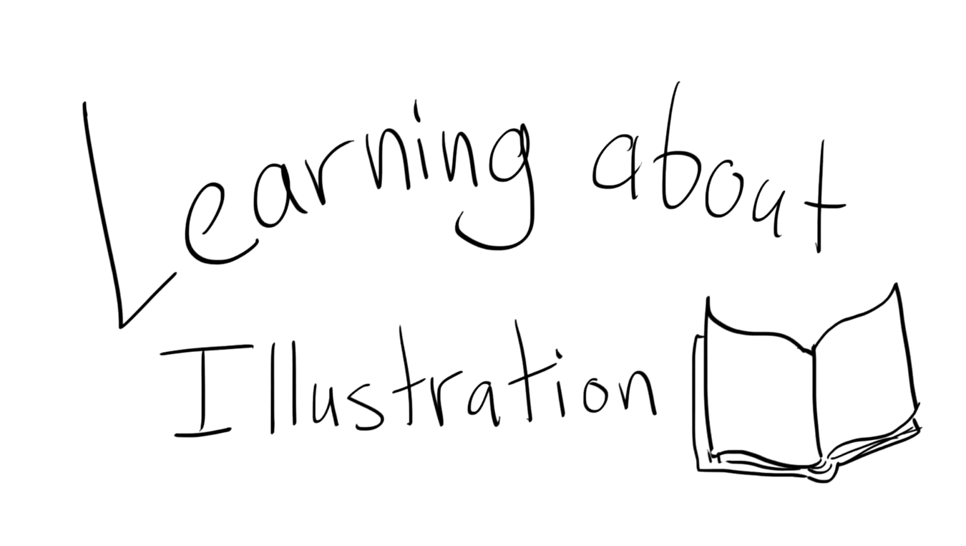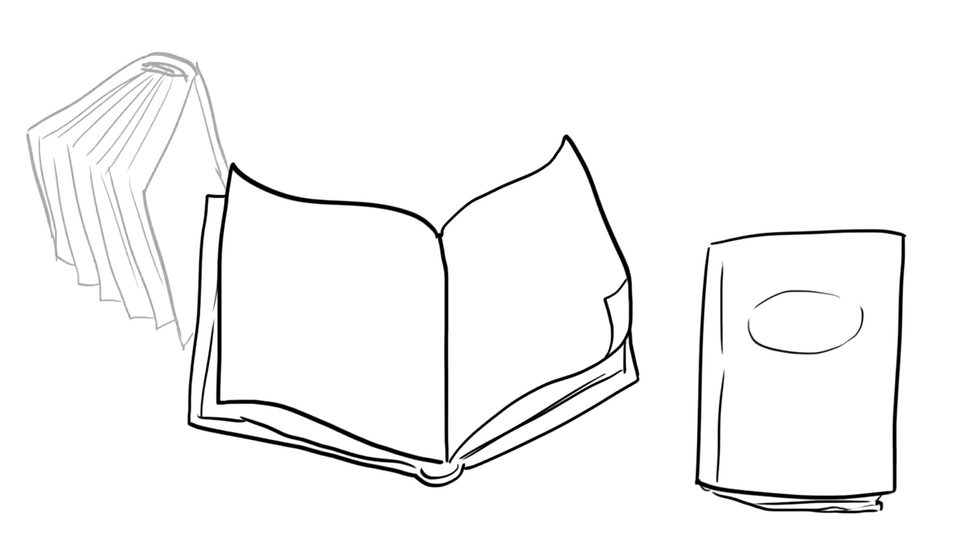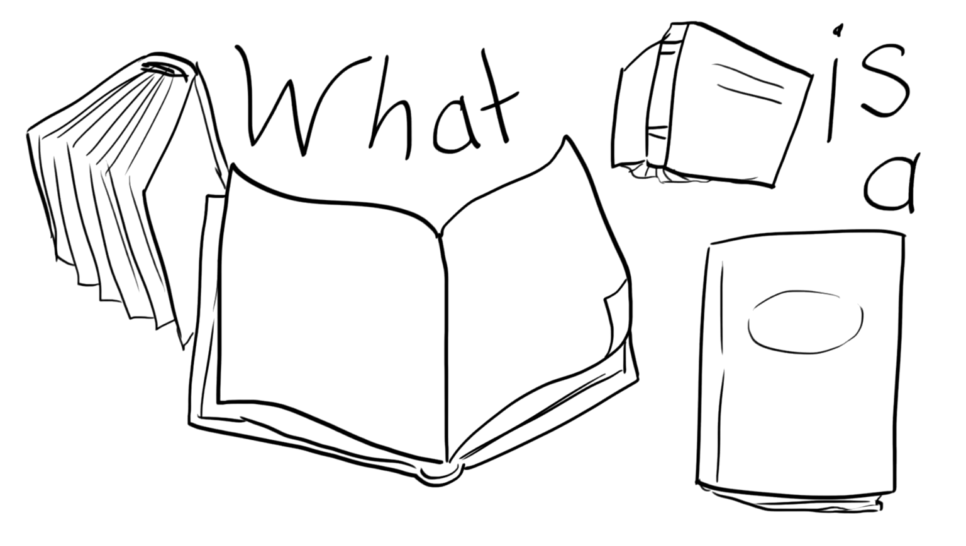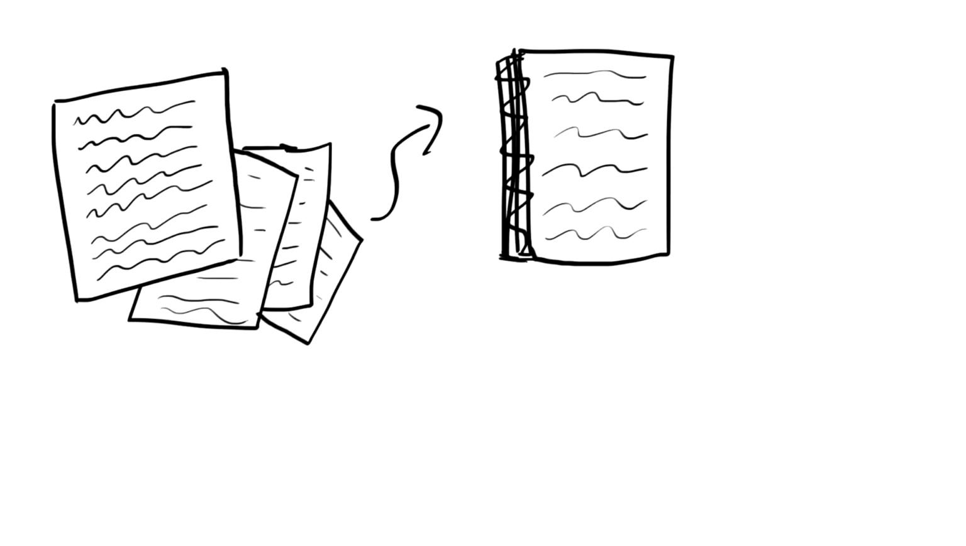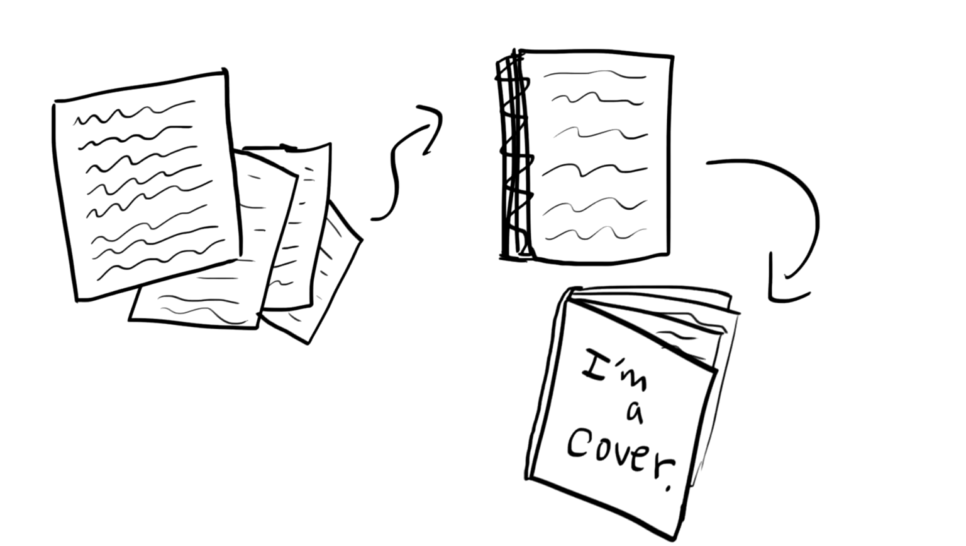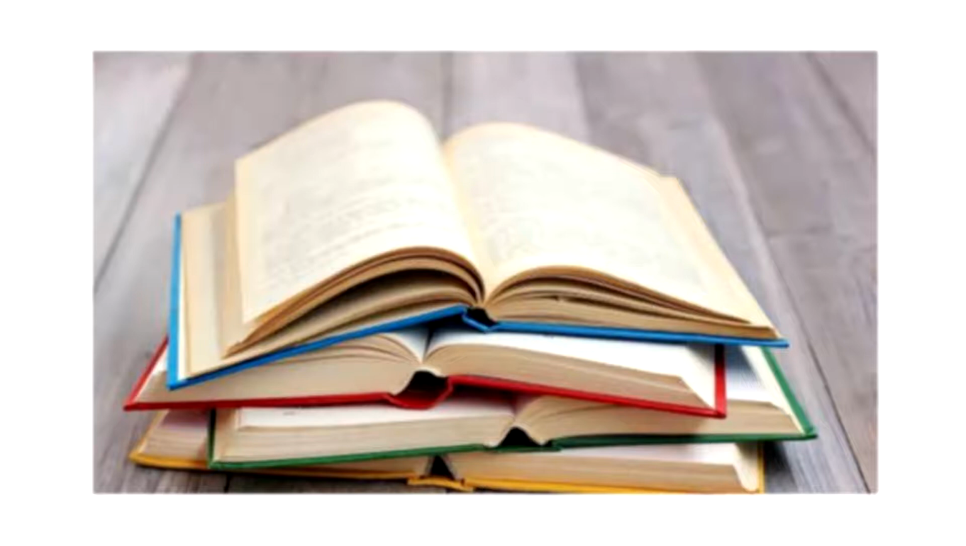Let's learn about illustration. So to learn about illustration, we need to learn about books. And what is a book anyway? So a book's usually defined as a written or printed work consisting of pages glued or sewn together along one side and bound in covers. It's not always exactly like this, but that's the common definition of a book.